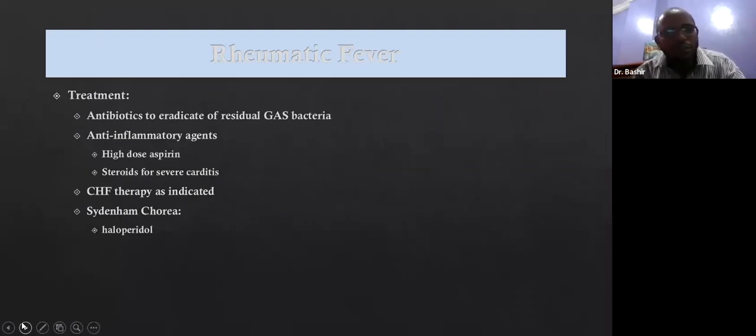Treatment of rheumatic fever. First, you have to give 10 days of antibiotic to eradicate the residual group A streptococcal bacteria, and you have to put the child on an anti-inflammatory agent, high dose aspirin, especially if he has arthritis or carditis. Steroids are given for severe carditis. Congestive heart failure therapy is indicated if the child has heart failure. Sydenham chorea is treated by haloperidol or even an anti-epileptic drug.